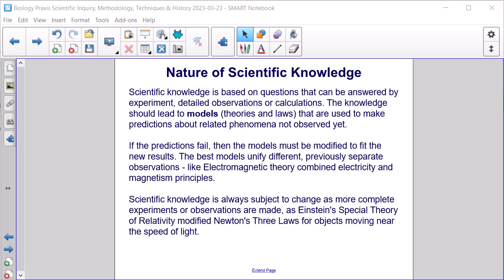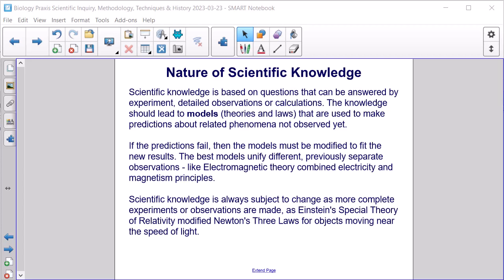Scientific knowledge is based on questions that can be answered by experiment, detailed observations, or calculations. The knowledge should lead to models, theories, and laws that are used to make predictions about related phenomena not yet observed. If the predictions fail, then the models must be modified to fit the new results.